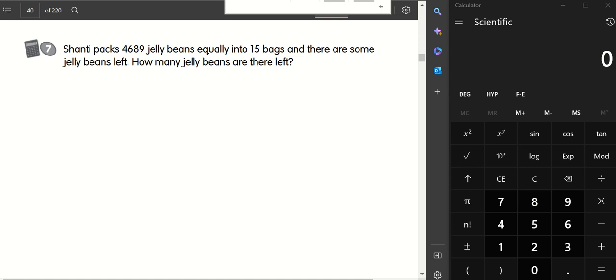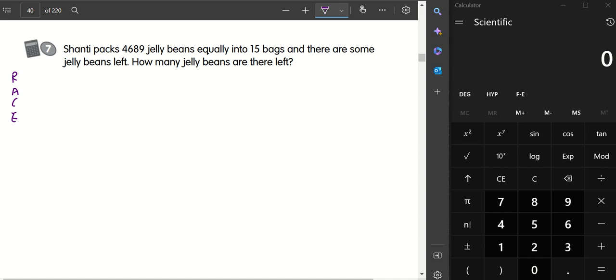Okay, so this is the jelly beans question on workbook page 40, question 7. Here is a question that I think most of us would find not too complicated, because it's only two very short sentences. Shanti packs 4,689 jelly beans equally into 15 bags, and there are some jelly beans left. How many jelly beans are left?